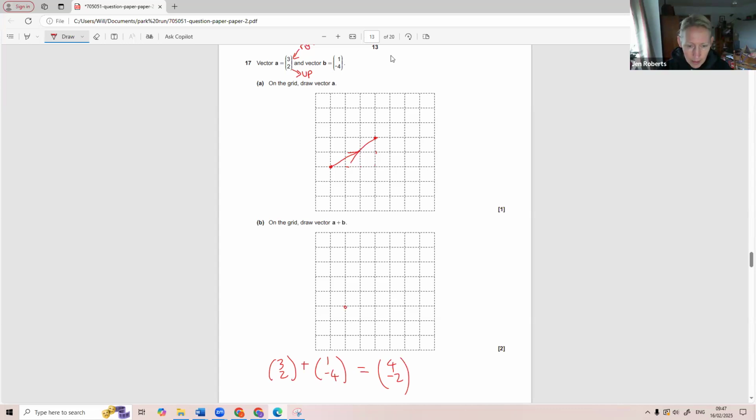I'll start my vector here. This means 4 right, 2 down. Doesn't matter where you start your vector. 1, 2, 3, 4, 1, 2 here. Make sure you put an arrow on it. That's my vector A plus B.